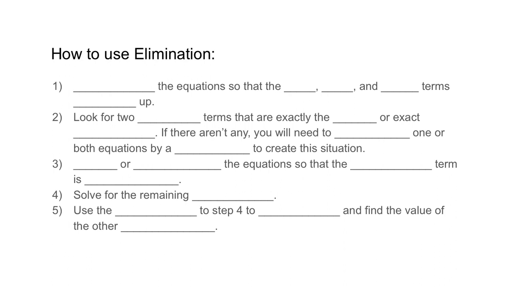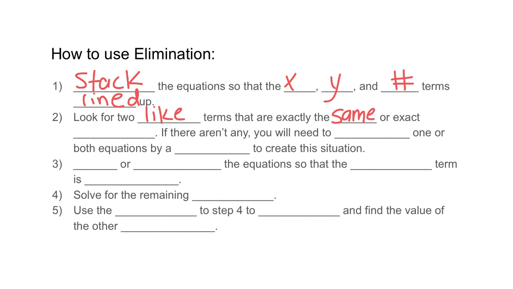Elimination is used to cancel out or eliminate one variable so that you can solve for the others. The way we do that is we start by stacking our equations so that the x's, the y's, and the number terms are lined up. So x's have to be over x's, y's have to be over y's, numbers have to be over numbers. Then you have to look for two like terms, so two x's or two y's, that are exactly the same or exact opposites.